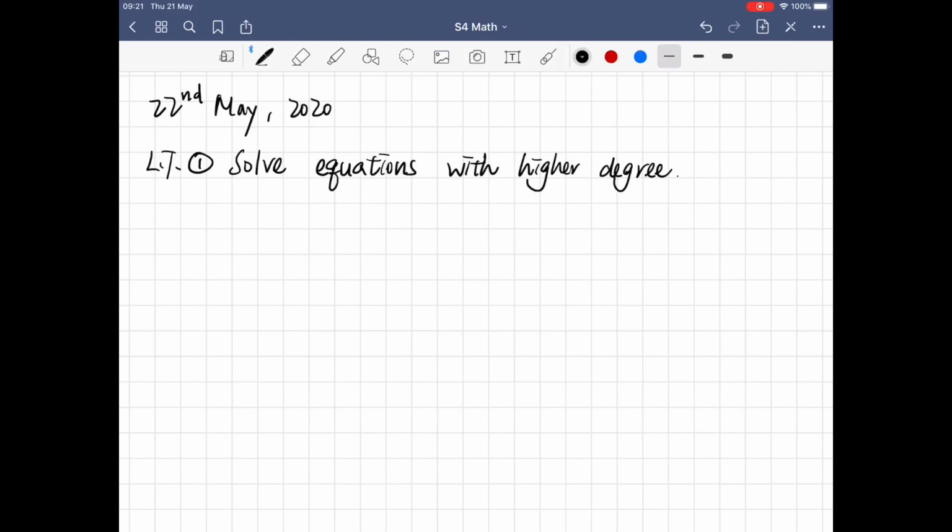Hi everyone, in today's lesson I will talk about how to solve equations with higher degree. So please turn to a new page of your notebook, write down the date of the day and the learning target.